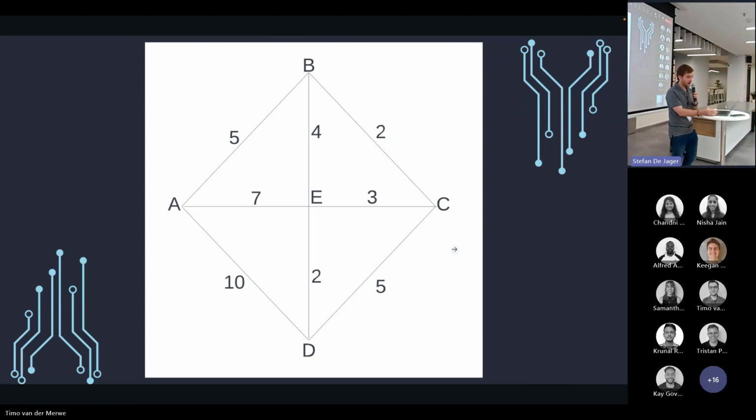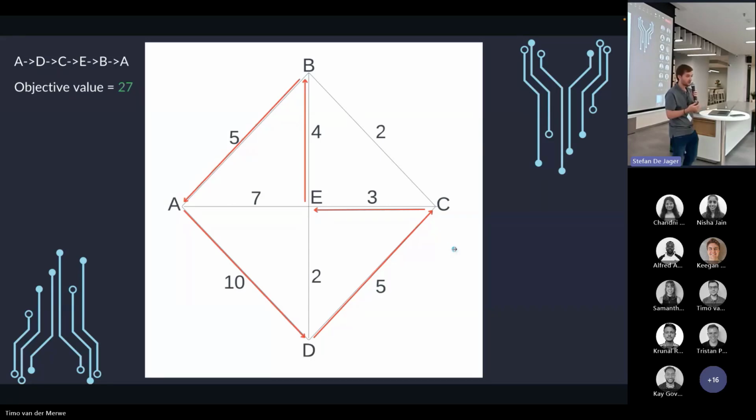We're going to start at A again, and we can see the city furthest away from A is D. So we go from A to D. And then furthest away from D is C. So we go from D to C. Furthest away from C is E. So we go to E. And then furthest away from E is B. And then we go back to A from B. And we found our second solution. This solution has an objective value of 27, which again is the total distance that the salesman would have to travel to visit each city once.